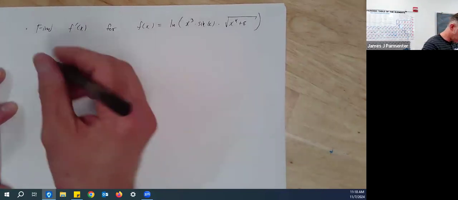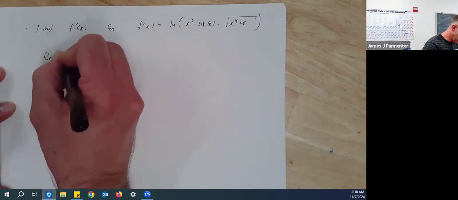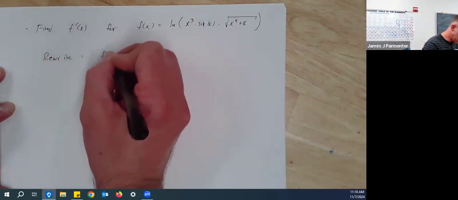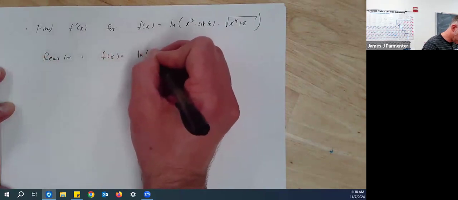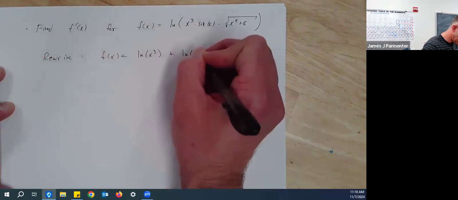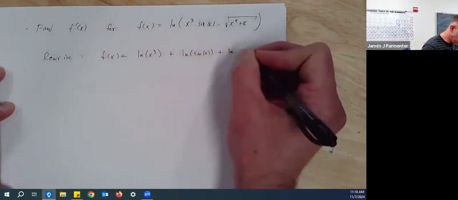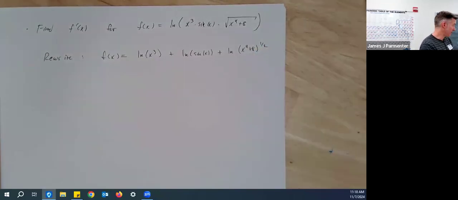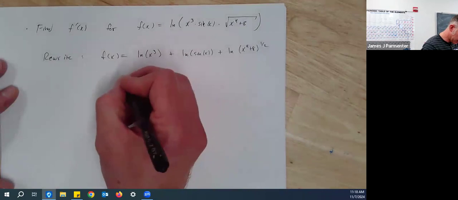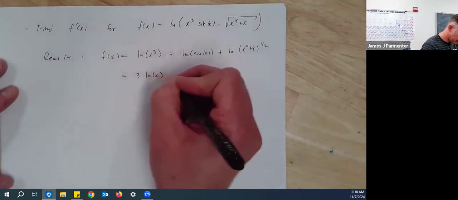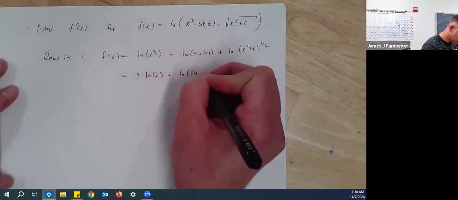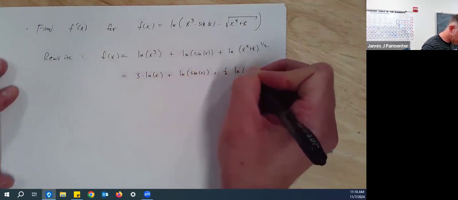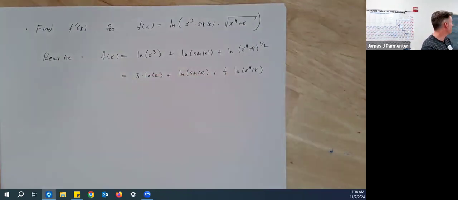What I mean here is that we should rewrite first. So we're going to rewrite as f of x equal to the natural log of x cubed plus the natural log of sine of x plus the natural log of, I should write this as x to the 4th plus 8 to the 1/2 power. And again, before I take the derivative, I should actually simplify this one step further. I should rewrite this as 3 times the natural log of x plus the natural log of sine of x plus 1/2 times the natural log of x to the 4th plus 8. So that now, when we take the derivative, it's much less terrible.